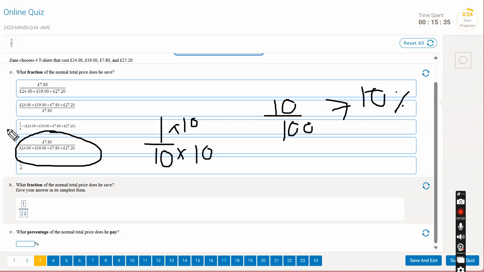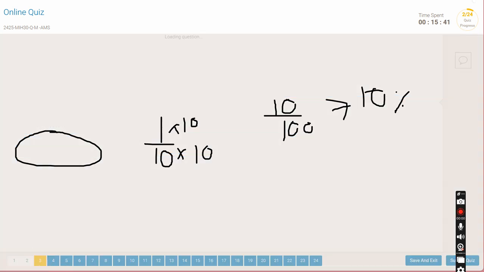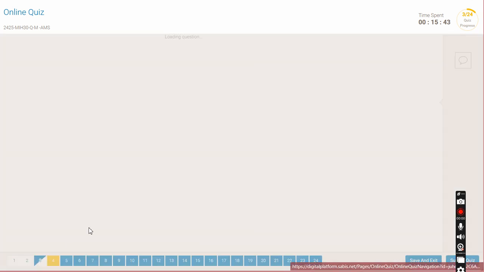So how much is he actually paying? 90%. That's what they asked for. The percentage he's going to pay. So 90%. Okay, I think there was another part.